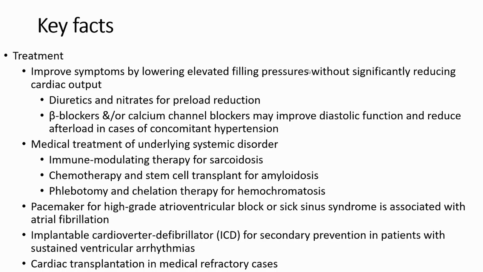So when we find a case of restrictive cardiomyopathy, what is the main treatment for it? To improve symptoms by lowering elevated filling pressure without significantly reducing cardiac output, we can use diuretics and nitrates for preload reduction. Beta blockers and or calcium channel blockers may improve diastolic function and reduce afterload in case of concomitant hypertension.